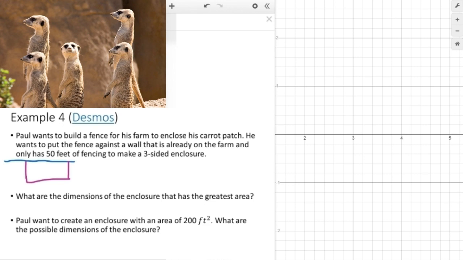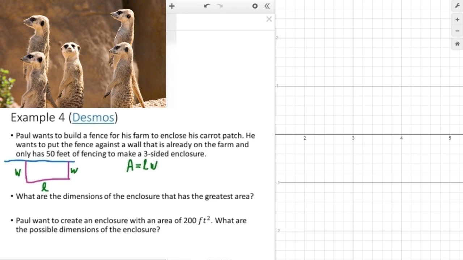Now, if we think about what we want to figure out at the end of the day, we want to figure out the maximum area, or the area is 200 feet. What are the dimensions that cause the area to be 200 feet? So we're going to need an area formula. Specifically, how do we find the area of a rectangle? The area of a rectangle is equal to its length times width. I'm going to make the length the side parallel to the wall, and the width is going to be the length of the sides perpendicular to the wall.